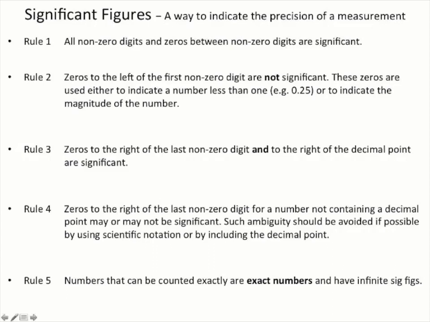And so we have some rules that describe what is what. Rule 1: all non-zero digits, and zeros between non-zero digits, are significant. This basically means if it's a number that's not zero, it counts, it means something. So say we have 735. This number has 3 significant figures in it, and I'm going to underline them to say all 3 of these are significant.